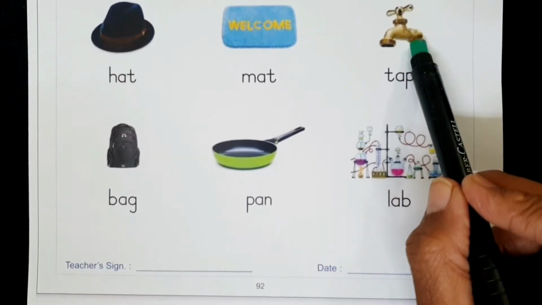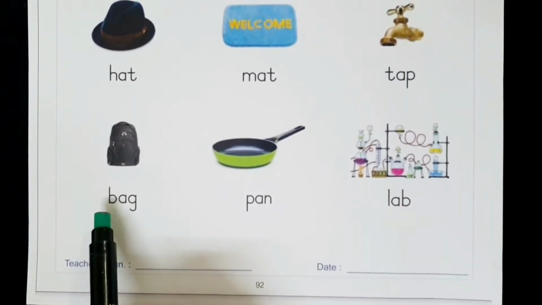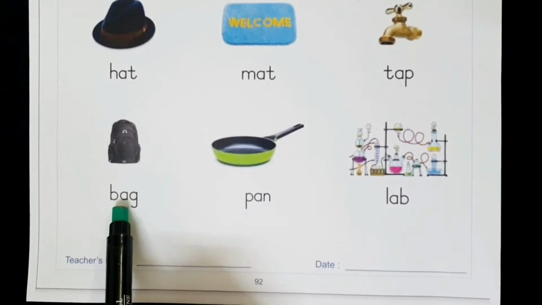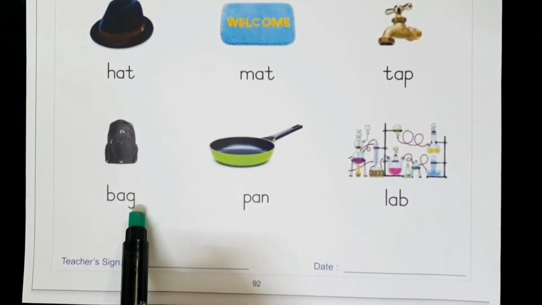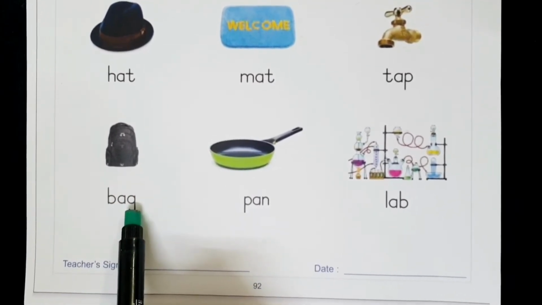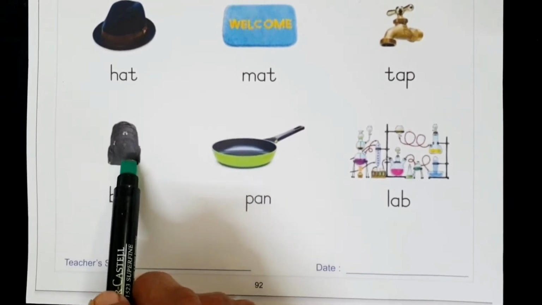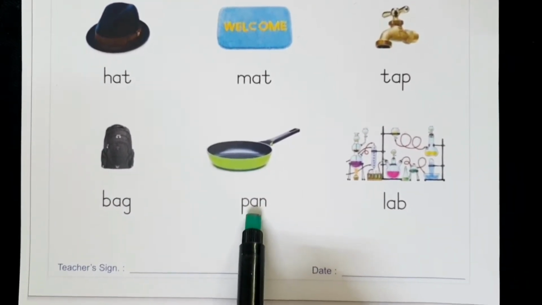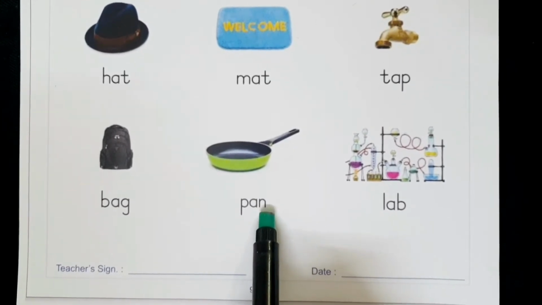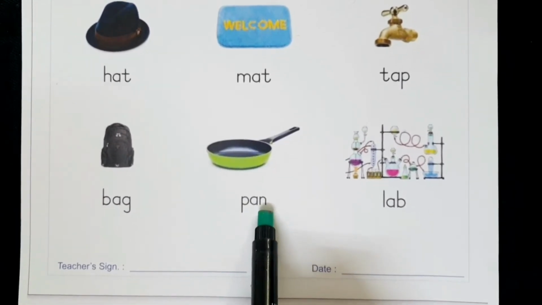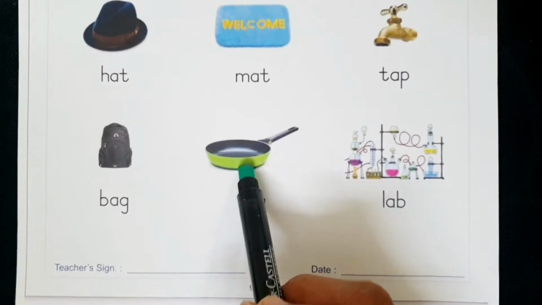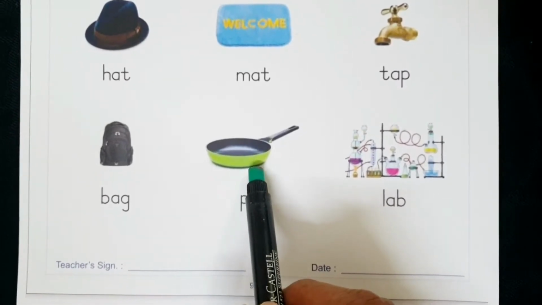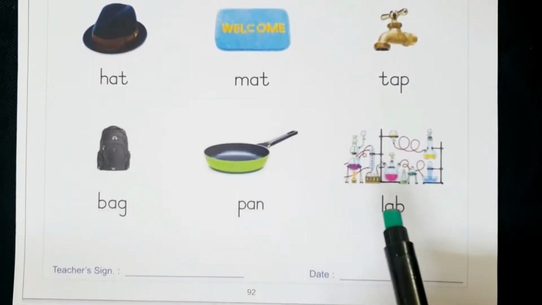Tap means tap. B says ba. A says a. G says ga. Ba, a, ga, bag. B-A-G, bag. P says pa. A says a. N says n. Pa, a, n, pan. P-A-N, pan. Pan means the utensil in which mummy cooks food.